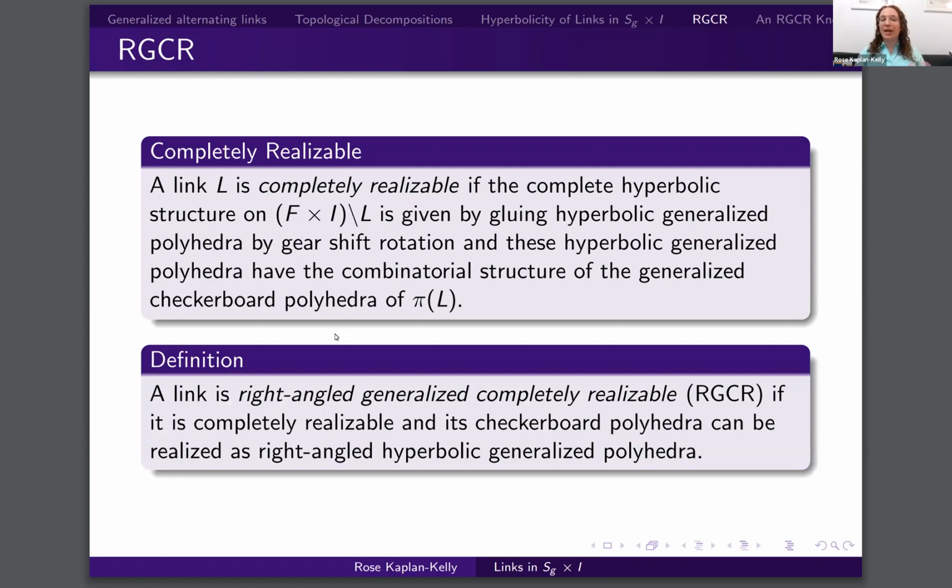If, moreover, those two hyperbolic generalized polyhedra have all right angles for their dihedral angles, then we'll say that our link is right-angled generalized completely realizable, or RGCR.